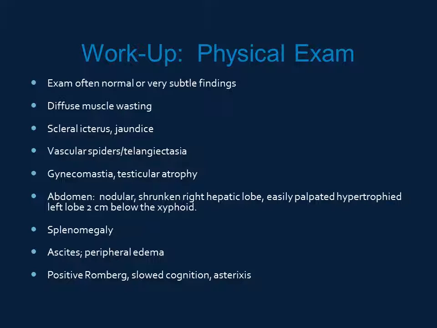The abdominal exam may show a nodular, shrunken right hepatic lobe and an easily palpated, hypertrophied left lobe, typically 2 centimeters below the xiphoid. Splenomegaly may be present, ascites, peripheral edema, and on neurologic exam, a positive Romberg, slowed cognition, or asterixis may be detected.